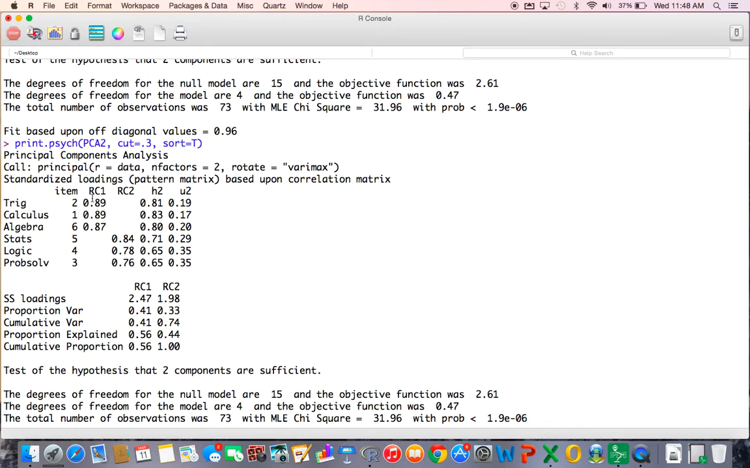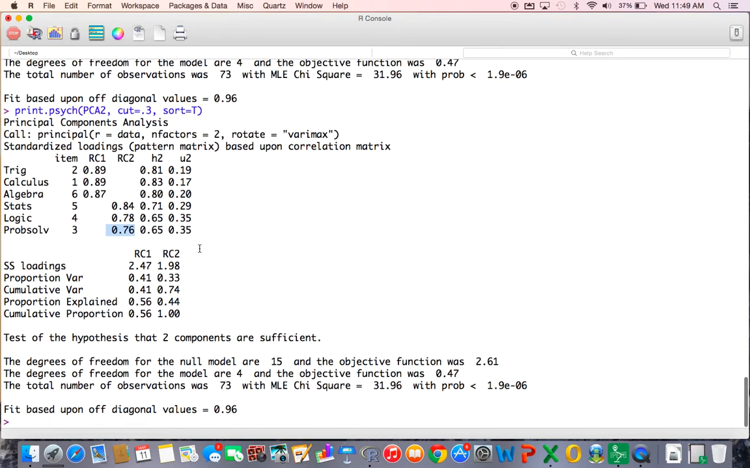So you can see that the factors that load highest on component 1 are trig, calculus, and algebra, and the ones that load on factor 2 are problem solving, logic, and statistics, and it sorts it from highest to lowest. So our commonalities and our uniqueness still haven't changed. Okay. And notice that we're still right at 3/4 or 75% of the variance still explained.